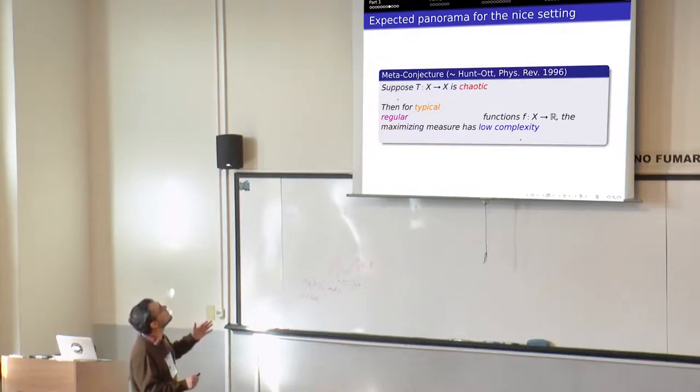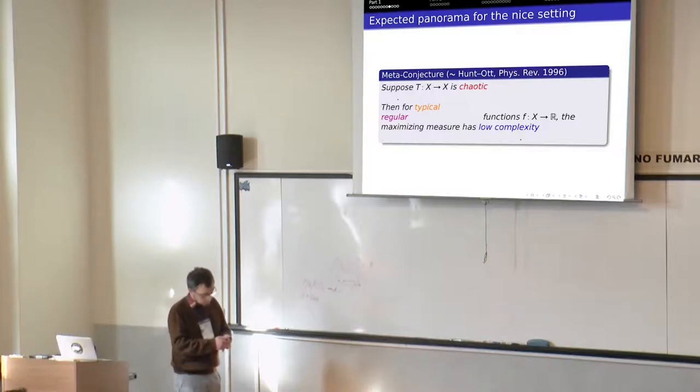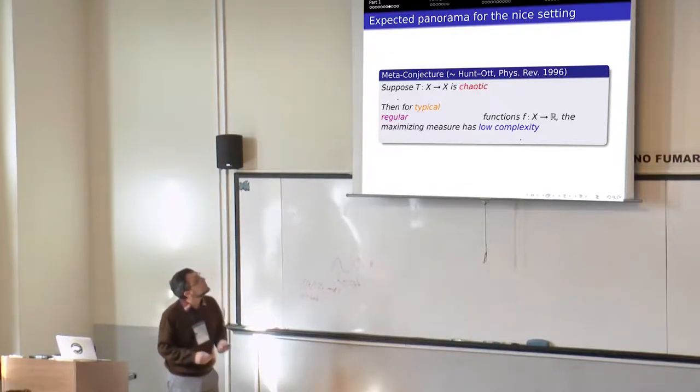This is my statement, but it's basically a reformulation of something by Hunt and Ott, in a physics journal, 96. They say, suppose T is chaotic, and they don't explain, they give a few examples. Let's read with the gaps and then we fill the gaps. Suppose T is chaotic, then for typical regular functions F, the maximizing measure has low complexity. Okay, so what does this mean?